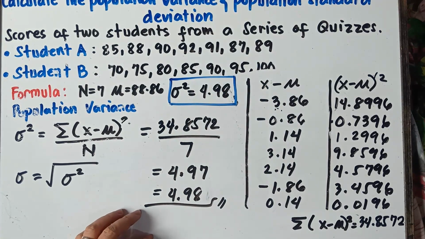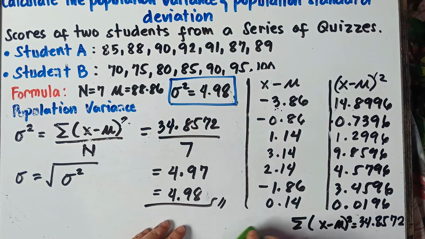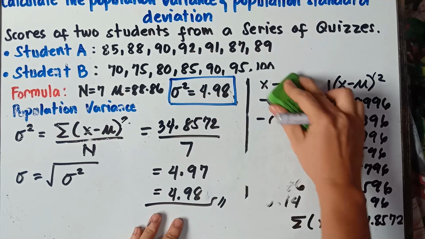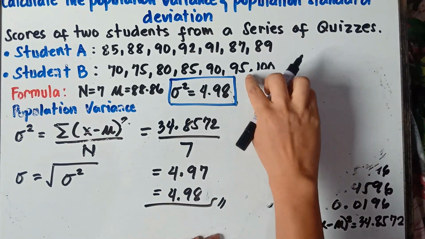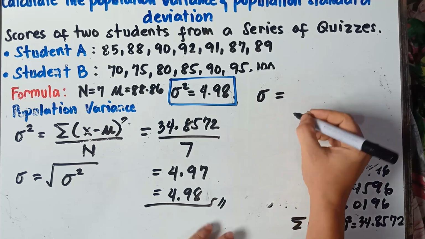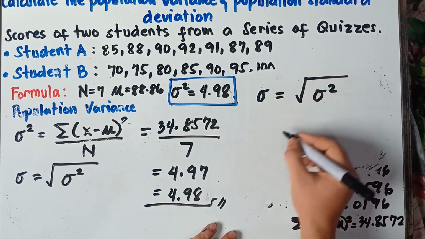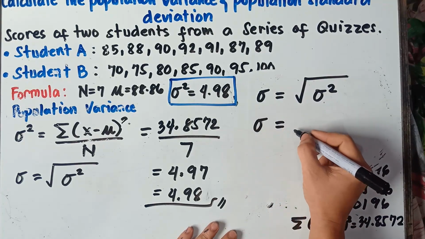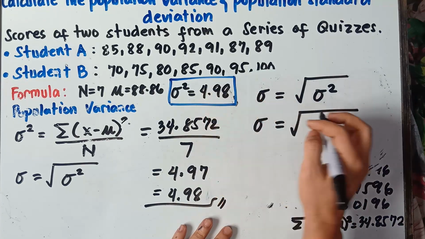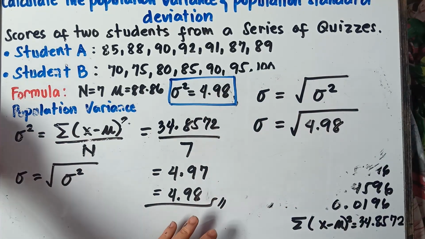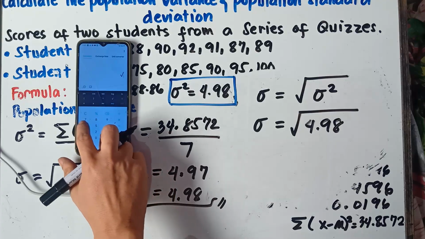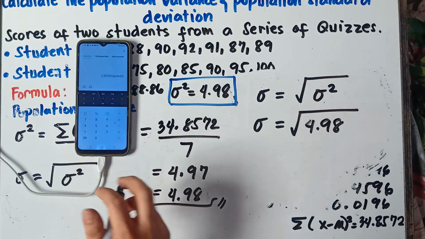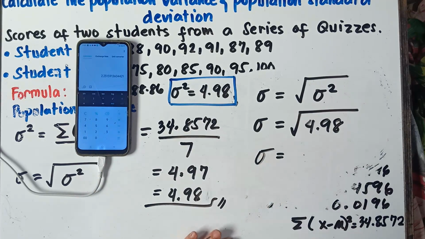And then to get the standard deviation, because we don't have enough space, class, let me just erase this. You can pause the video, class. So the population standard deviation is equal to the square root of the population variance. So the population standard deviation is equal to the square root of 4.98.